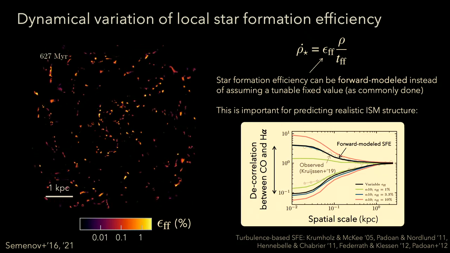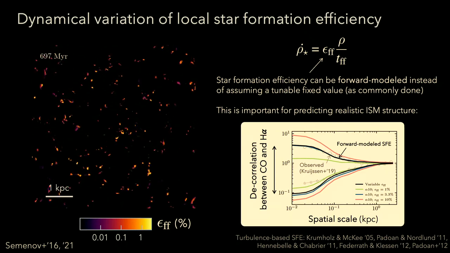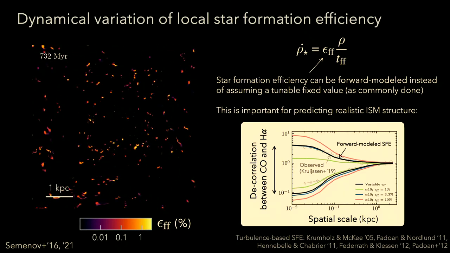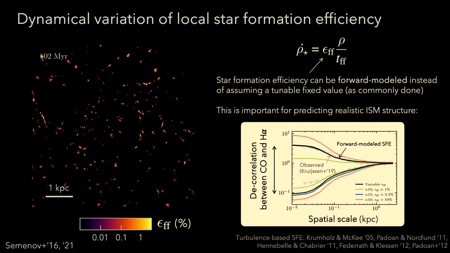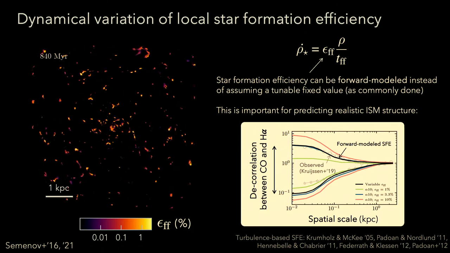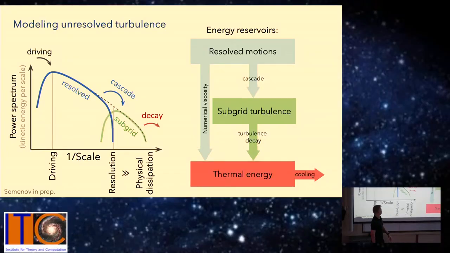Another example where it can be important is the early universe, where JWST now sees this abundance of bright galaxies. One of the viable explanations is the variation of star formation efficiency at early times. So a model like this can be used to explore that. But to do this, we need this model for unresolved turbulence, right? In this type of explicit models, all the uncertainty and art of doing the simulations comes down to understanding how to model the coupling terms between subgrid and resolved scales.